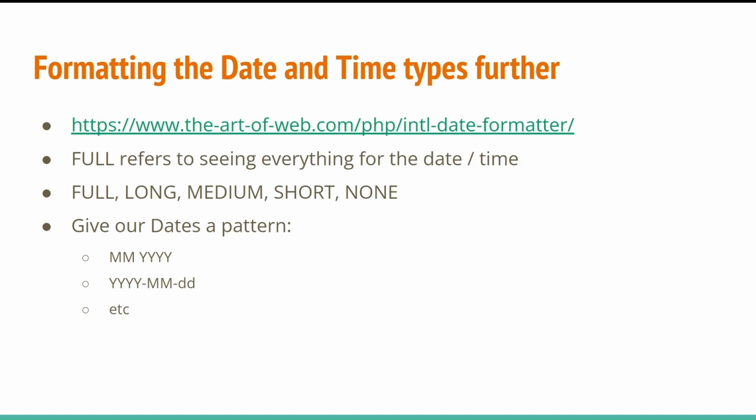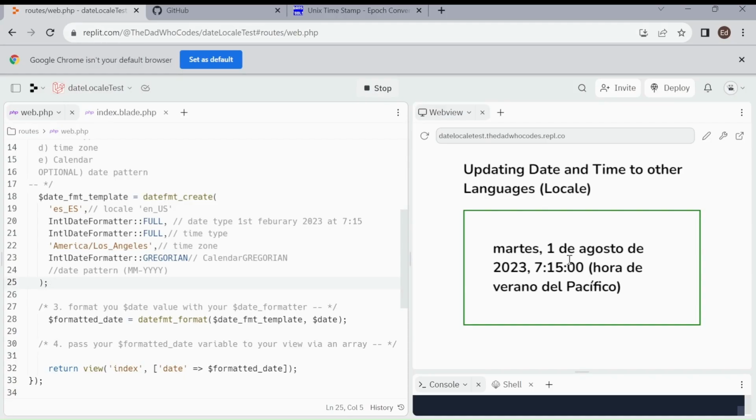So if we can just look back at the code again. So here we have our code again. Let's change the date type now. So again, this class is basically giving us the date type to this create function. And now we're just going to change this from full to long. And again, this is going to change the date.